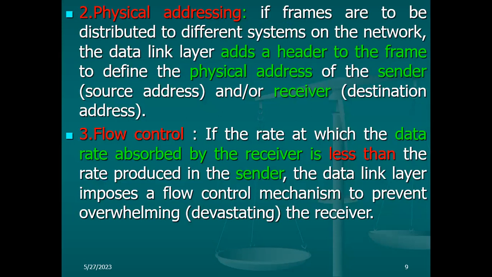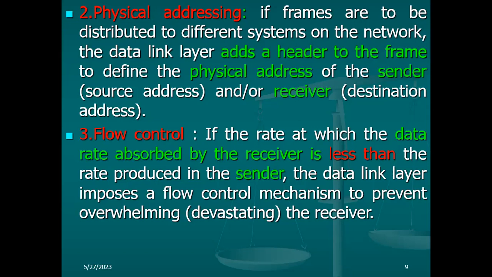The third functionality of the data link layer is flow control. So what is flow control? The speed of the sender as well as the receiver should be synchronized. When the sender sends the data to the receiver, the receiver should be fast enough to receive the data immediately.